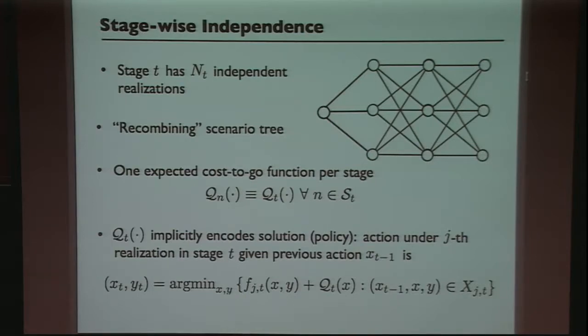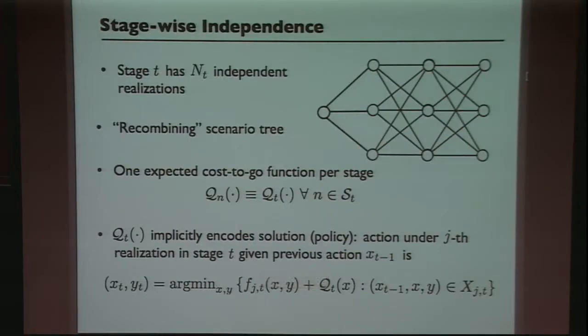But we don't need to have this kind of table. It is implicitly encoded in these functions because under the jth realization, if I'm in stage t, I know which stage I'm in, which realization I'm in, and what action I've taken in the past. Then you can easily compute what you need to do now just by solving this problem, because you know what q is, you know what x_{t-1} is, you know what j is. You plug those in and solve, and you find out what your action should be now. So it's an encoding of the actual solutions. Is that okay? Good.